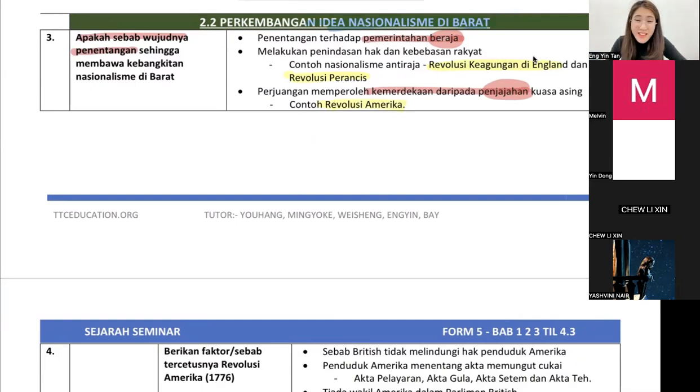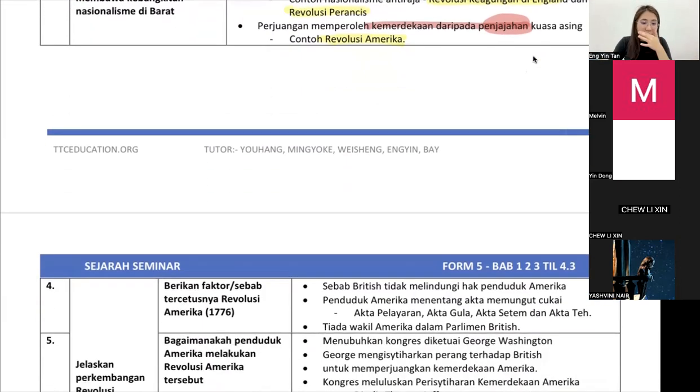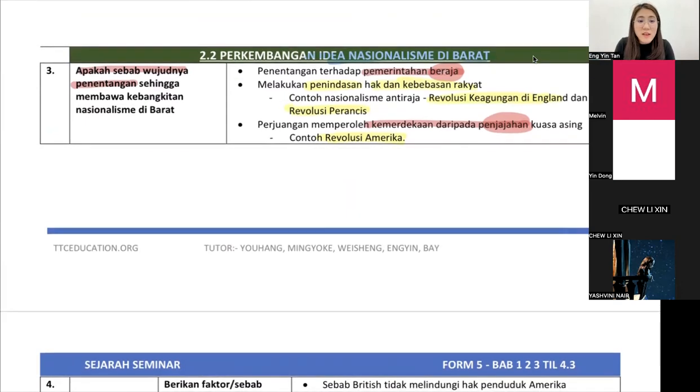So you see, they start to fight for their rights. Hak dan kebebasan rakyat. They say that the king menindas. Menindas means they suppress. Menindas is like suppressing the citizens' rights. Means bullying the citizen, controlling the citizen. So did not let the citizen perform their rights, execute their rights. So under this case, clear?